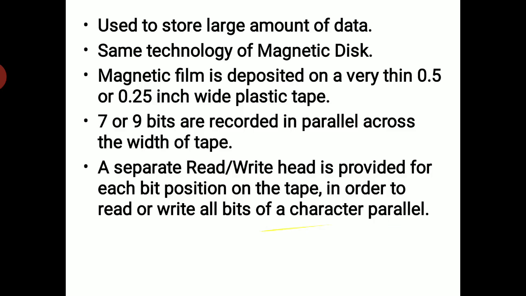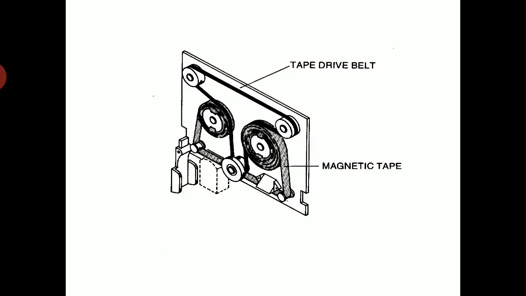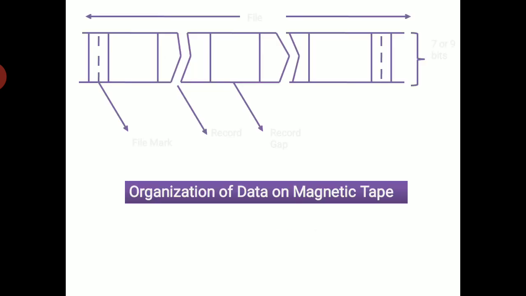So, the magnetic tape system. What is it? It can store a large amount of data, using the same technology as the magnetic disk. It uses very thin plastic tapes of 0.5 or 0.25 inches. 7 or 9 bits are recorded in parallel. A separate read-write head is provided for each position on the tape in order to read or write all the bits of a character. So this shows the tape system. It may use a tape drive belt and magnetic tapes for rotation.